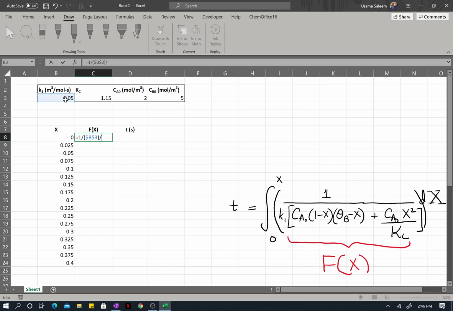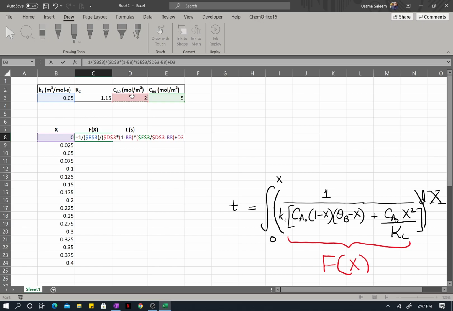K1 and this entire expression, your inlet concentration of A, I absolute reference that. 1 minus x. I'm gonna try to get through this a little quicker than I usually do, and if you have any questions, just let me know. Now, theta B is just gonna be the initial moles of B divided by initial moles of A, which in this case is just concentrations because we have a liquid phase reaction, right? Minus the conversion. Conversion is not going to be the absolute reference.